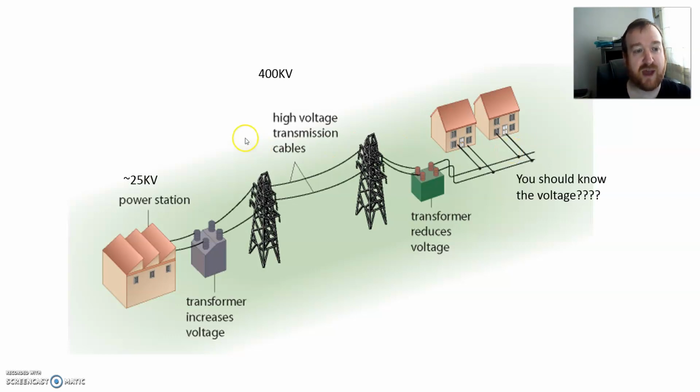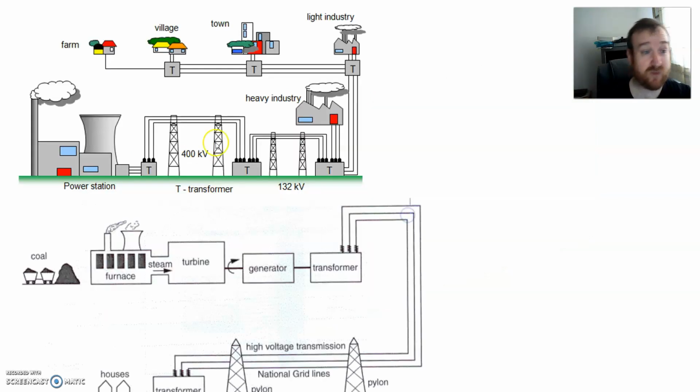Now, there are lots of different ways that you can show this as a diagram. This is one way. We've got other ways. These are a little bit more confusing, a little bit more complicated, but we've got a power station. We've got some transformers here. These have got some of the different parts. We've got heavy industry, light industry. They're going to have slightly different voltages and requirements for their electricity. Some industry is going to need a greater voltage than you will in a house.